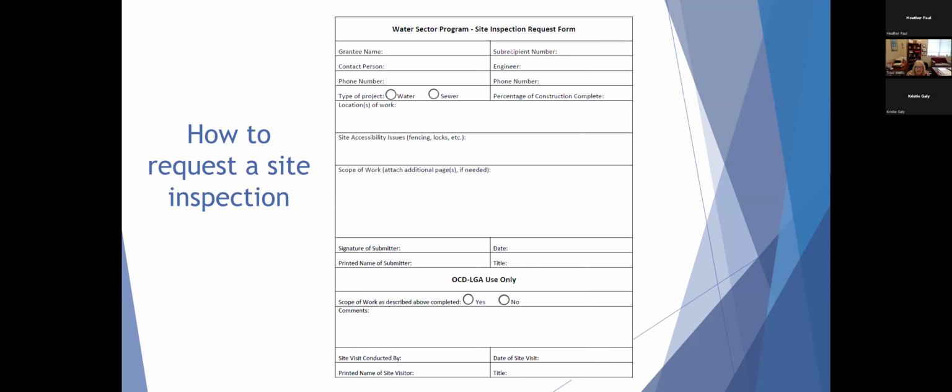If there are any site accessibility issues that would need to be addressed by the person conducting the site inspection, a description of the scope of work that they will be reviewing, and then the signature of the person that is submitting the form, the printed name of this person submitting the form, their title, and the date that you have signed the form. Then we will have someone go out and conduct the site visit. They will put any comments here, and then we will have this file as part of our file. Again, if the OCD-LGA staff member needs to contact anyone with the system or the engineer to conduct the site inspection, they will do so.